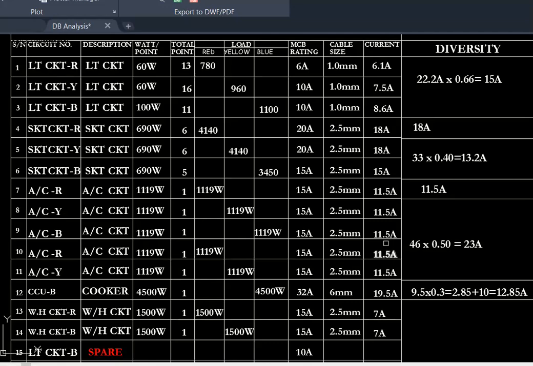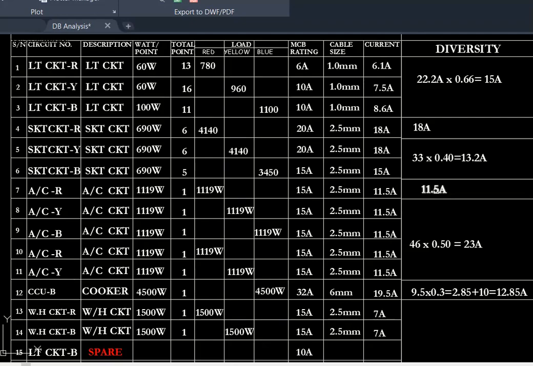So if you total the whole of this, it's going to be 46 amps. Multiplied by 0.50, that is 50%, I'm going to have 23 amps. So I have taken 50% of this. So my total power for my power circuit is 11.5 plus 23 amps only, instead of 11.5 times 5. All right, so that is it.